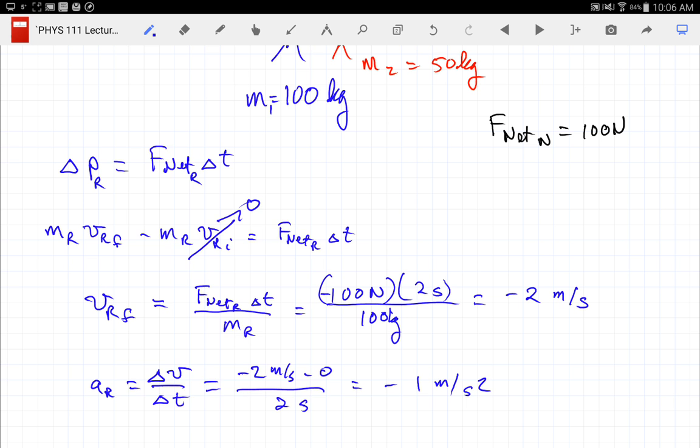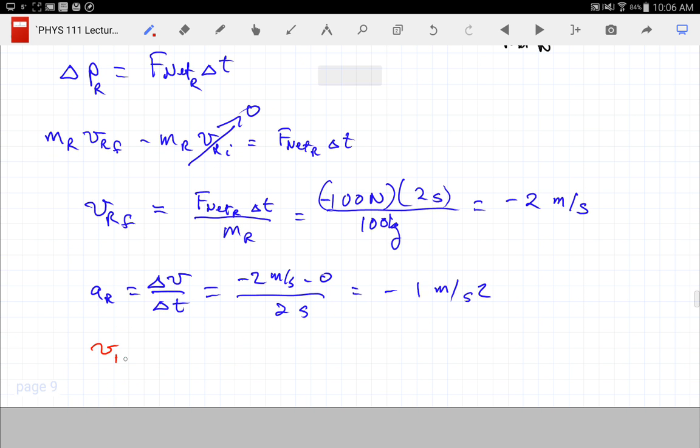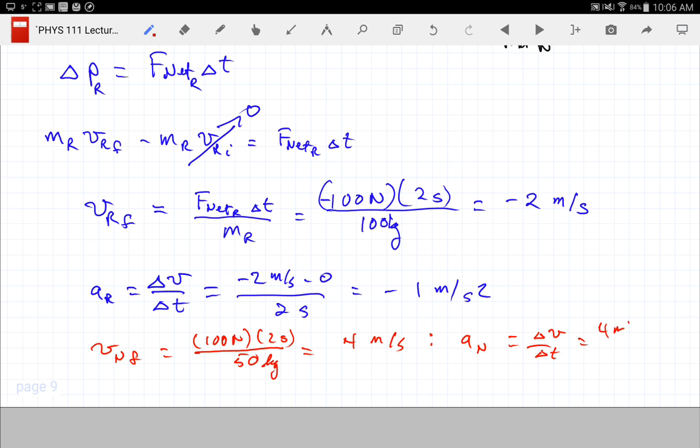meters per second. Now, if we do the same calculations for Nalco, you just change the r's to n's. So all the equations come out the same, I just have to change the numbers. So for Nalco, her final speed should be 100 newtons times 2 seconds divided by her mass of 50 kilograms. That's 4 meters per second. So she ends up going at twice the speed, opposite direction, and her acceleration is 2 meters per second squared, twice the acceleration.